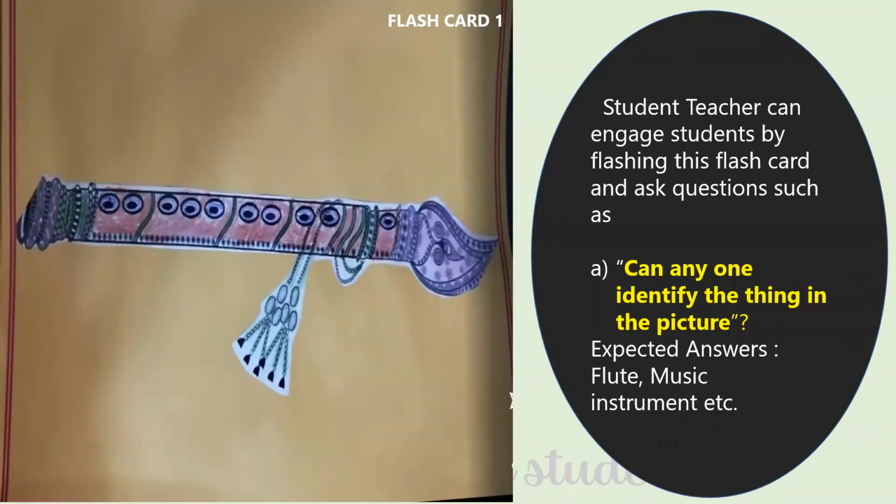The student teacher can come up with questions such as, can anyone identify the thing in the picture? The simple expected answers would be flute or musical instrument, if they are not aware of what exactly it's called. Some students can also call it a pipe, because it's up to perception how they see it. There can be some inaccuracies in the drawings as well. The student teacher has to gather all those answers and give a couple of breadcrumbs so that the students can catch the exact topic that is going to be studied.